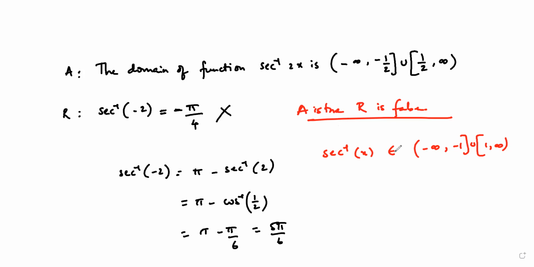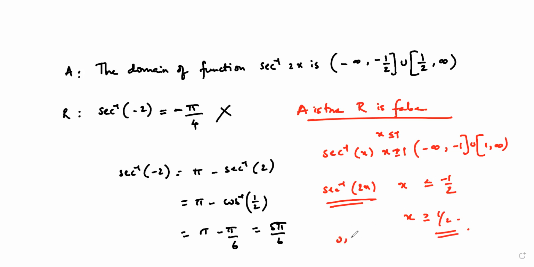Secant inverse of x is defined for this condition. If I have to do secant inverse of 2x, normally for secant inverse of x, x is less than or equal to minus 1 or x is greater than or equal to 1. Here for secant inverse of 2x, it will be x less than or equal to minus 1 by 2 or x greater than or equal to 1 by 2. And the range of the function, you already know, is 0 to pi minus pi by 2.